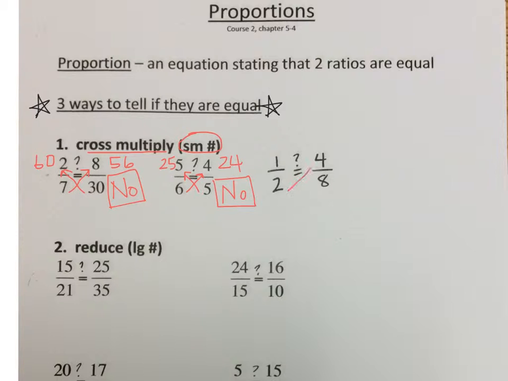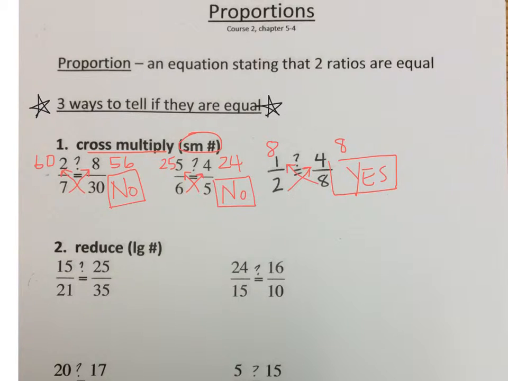What about this one? 2 times 4 is 8. 8 times 1 is 8, and therefore, yes, these are equal. That makes sense because 1/2 does equal 4 out of 8. Remember, you should be taking notes on your own notes page at the same time as watching this video.